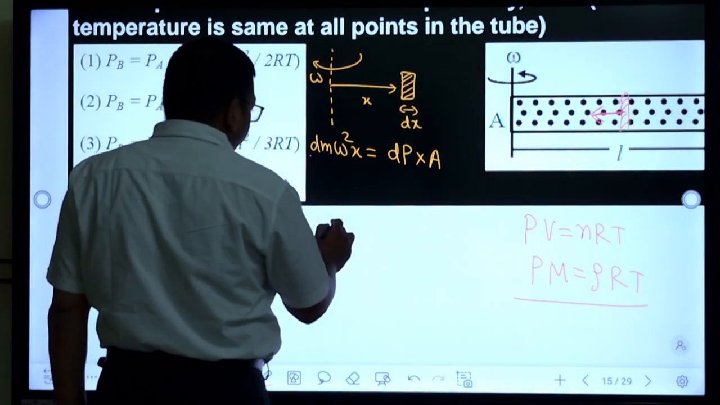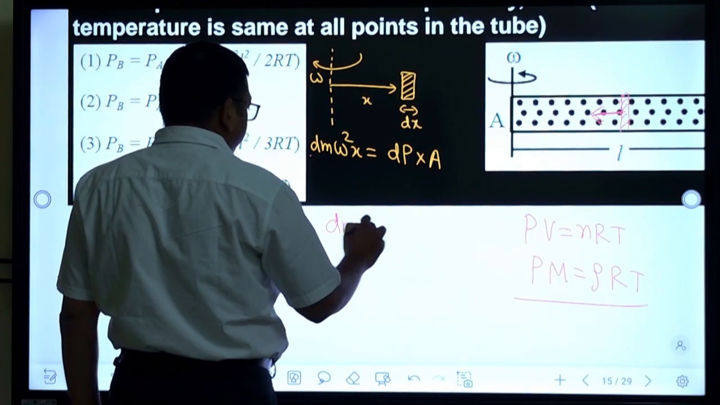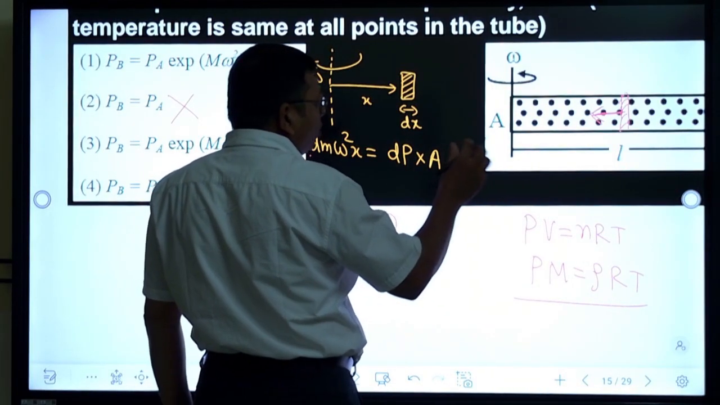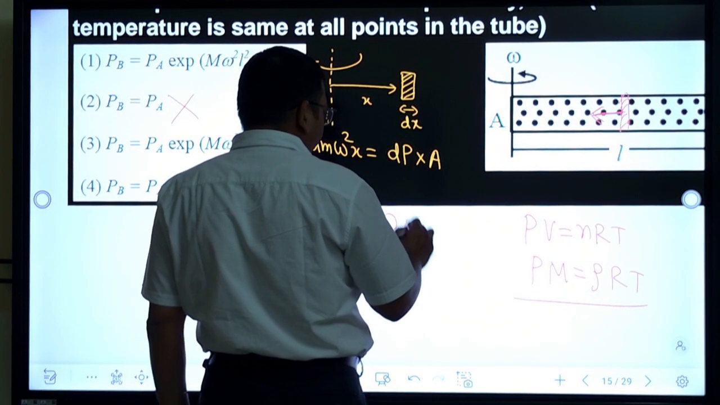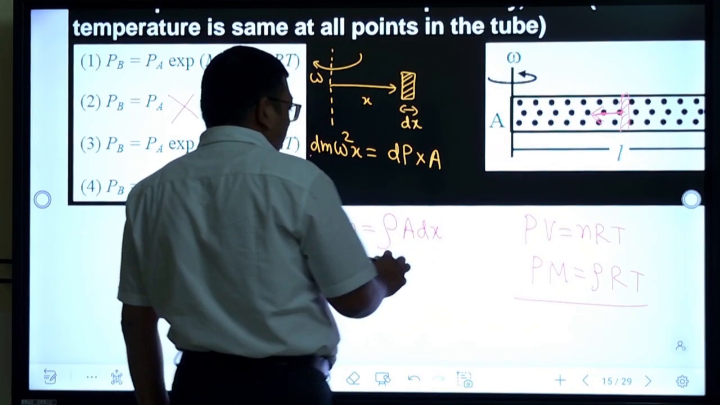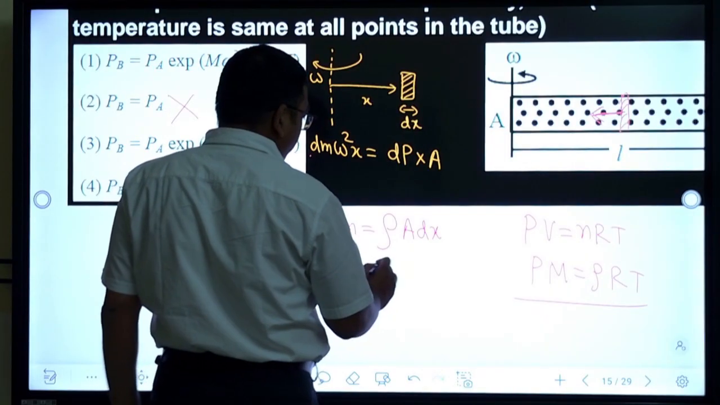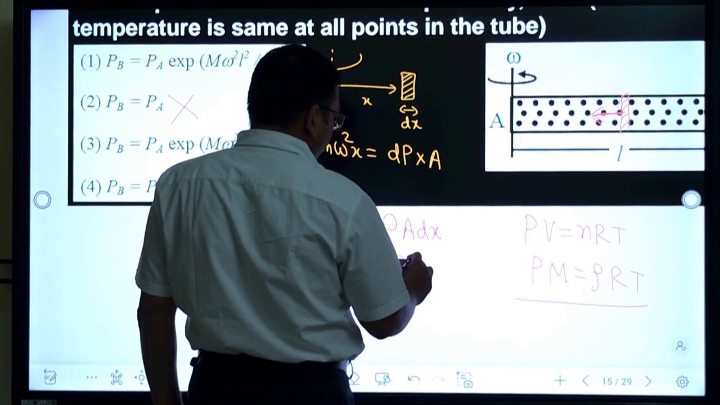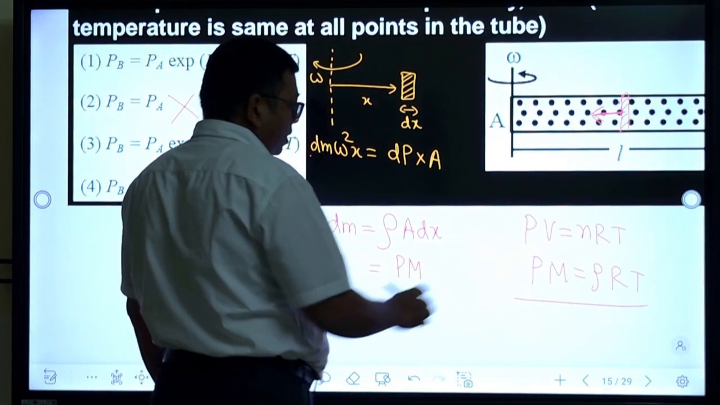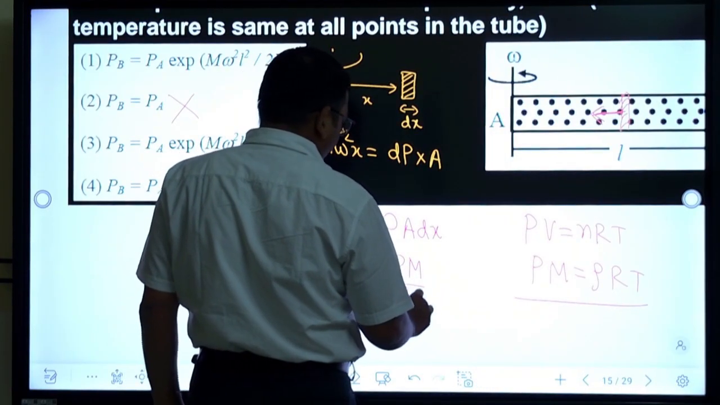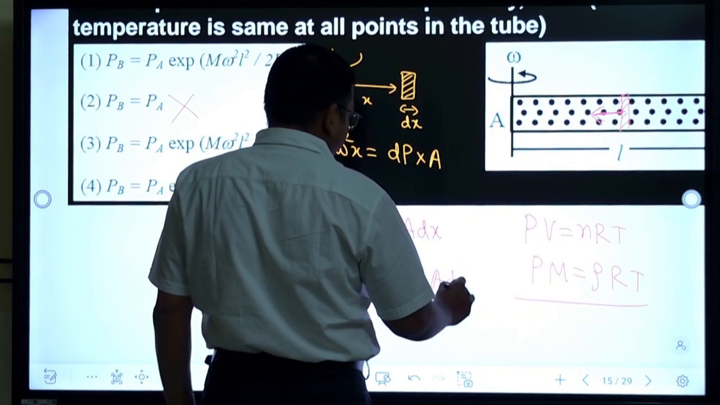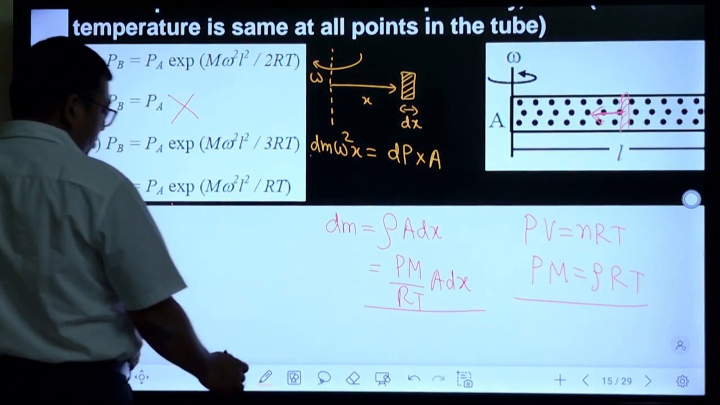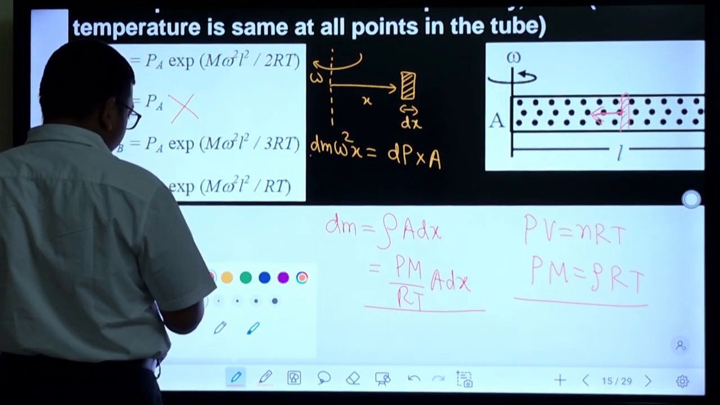So this dm which we are writing here, the small mass, is density into volume. Volume of that element will be area into dx, right? And this density we can write from there, as PM by RT, PM by RT into A dx. So this is what we are going to substitute for dm here. Let us do the substitution and see what we get.